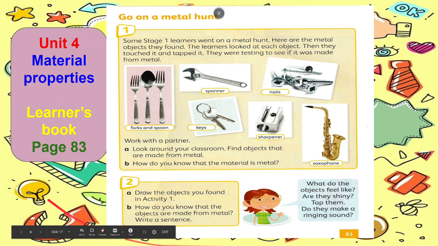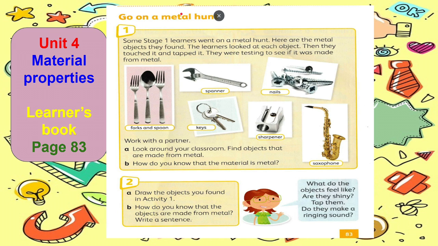Now that you can sort these objects into metal and not metal, let's go on a metal hunt, just like these stage 1 learners did. These are some metal objects they found. Can you try to find the same objects or other objects made from metal in your house? And then try to touch it and tap it. We need to test to see if it is made from metal. But how do we know that the material is metal? Just like these forks and spoon, this spanner, these keys, these nails, this sharpener, and how about this saxophone?